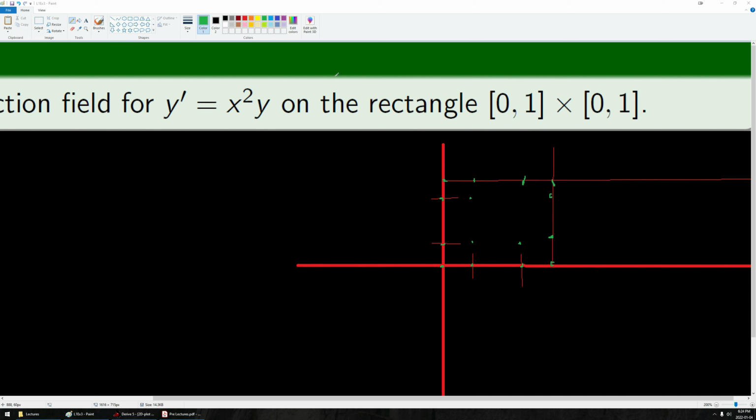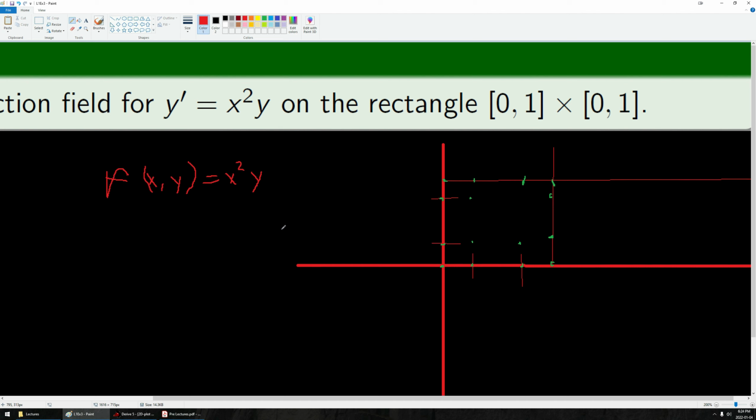Okay, so to know the slopes that I need to draw for each one of these, what do I do? Well, all I need to do is compute f. So in particular for this case, my f function will just be the right-hand side of this differential equation. So f of x comma y is simply going to be x squared y. But I simply need to compute this function at the various xy points that I drew here.